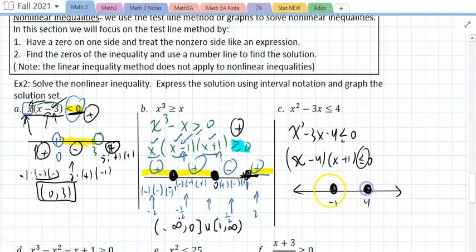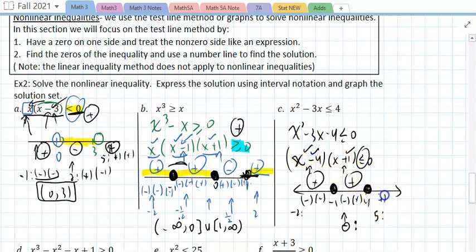A point to the left of negative 1, say negative 2. Negative 2 minus 4 is negative 6. Negative 2 plus 1 is negative. Two negatives will give a positive, multiplied or divided. Between a negative and a positive, 0 is ideal. 0 minus 4 is negative, and 0 plus 1 is positive. So that's positive. They alternate most of the time, but not always. Notice here they didn't alternate. And a point to the right of 4, say 5. 5 minus 4 is positive, and 5 plus 1 is positive.